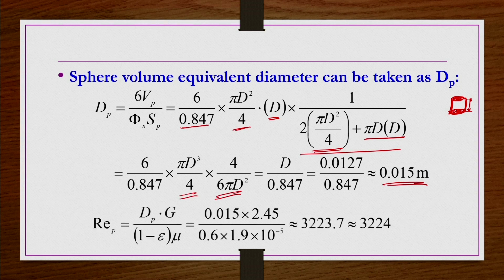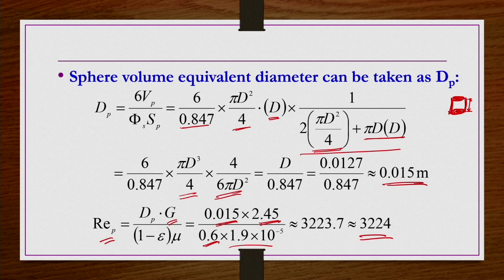Now, using this dp, we find the Reynolds number, dp G by (1 minus epsilon) mu. G is given, rho is given, but v naught bar is not given. Rho into v naught bar is nothing but G, the mass velocity, which is given as 2.45, that you can use here. dp just now we found as 0.015 meters. 0.4 is the void fraction, so 1 minus epsilon is 0.6, and 1.9 into 10 power minus 5 Pascal second is the viscosity. So, the Reynolds number is coming approximately 3224.